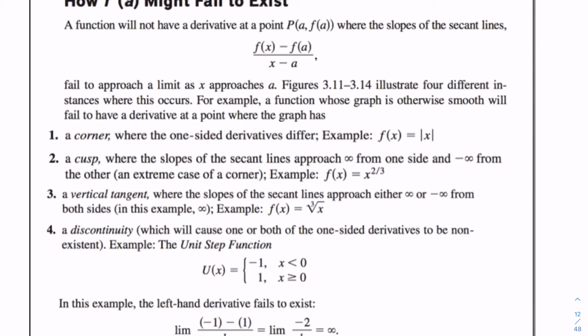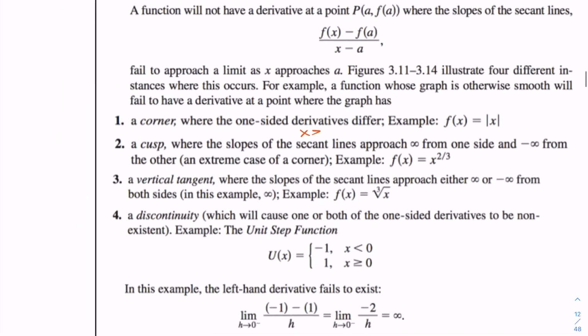The first one is when a corner exists. What does a corner look like? Well, it's where one-sided derivatives differ. So if you have a derivative where x is greater than 0 and the derivative is, I don't know, 1, and then when x is less than 0, you have a different derivative. Well, what does that look like?